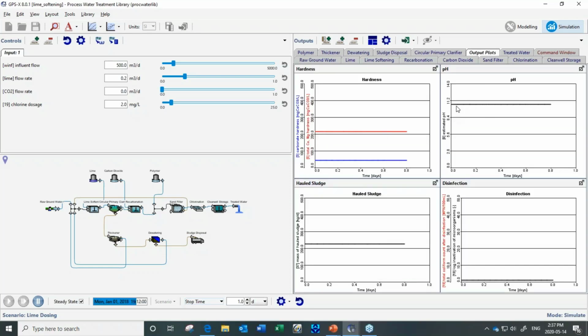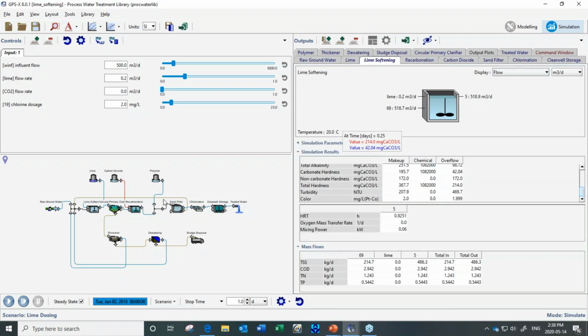You can see that the pH right now, since we are only adding lime, is pretty high. It's about 10.56. And our hardness has come down, basically. Hardness is now 214. So we can look at that at the lime softening as well here. And if I show you what's going on with the hardness, we started with 368 here. And after adding 200 liters per day of calcium hydroxide, we can get down to 214.